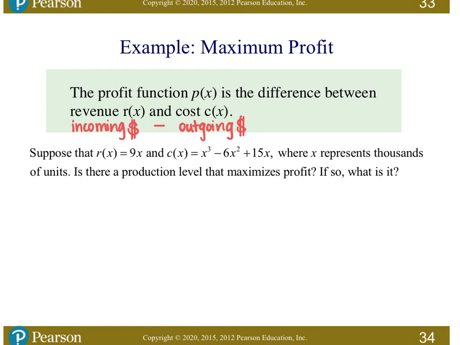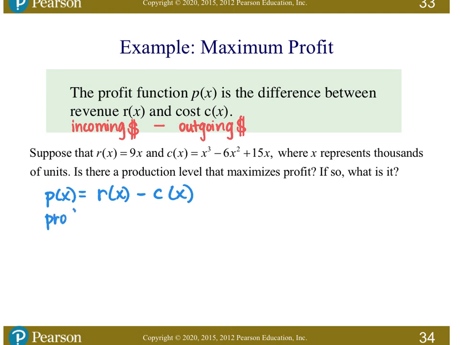All right, so suppose the revenue function, the incoming money, is 9x, and the cost function, the outgoing money, is x cubed minus 6x squared plus 15x, where x represents thousands of things that are being made. Is there a production level that maximizes profit? And if so, what is it? Okay, well, we want to come up with a profit. So P of x is the R of x equation minus the C of x equation.